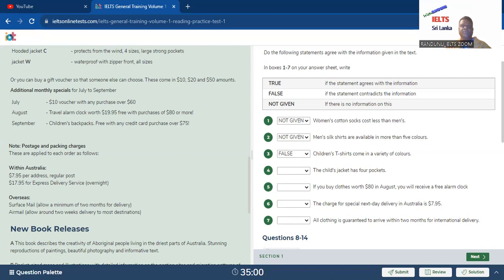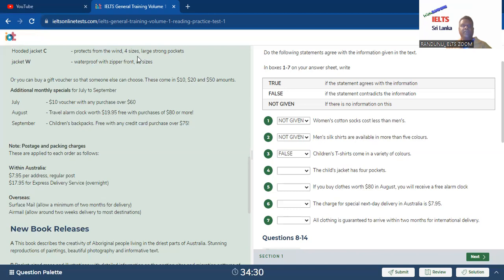Right. Your answer, there are 2 answers, not given and false. Let's see which one is correct. Child's jackets has 4 pockets. Protect from the wind. 4 sizes.